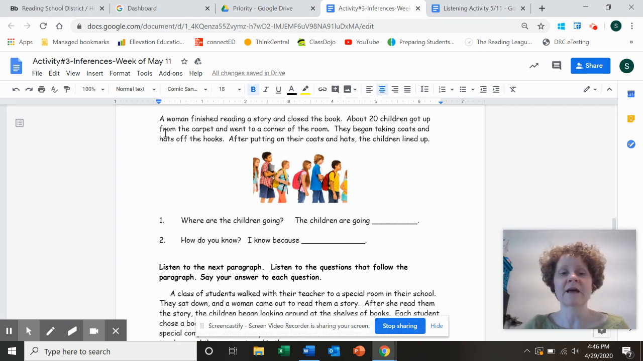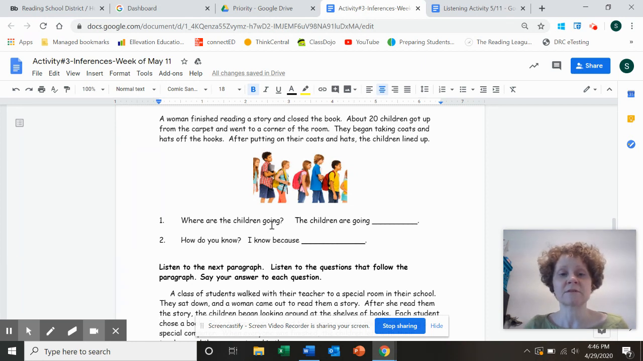It says, a woman finished reading a story and closed the book. About 20 children got up from the carpet and went to a corner of the room. They began taking coats and hats off the hook. After putting on their coats and hats, the children lined up.